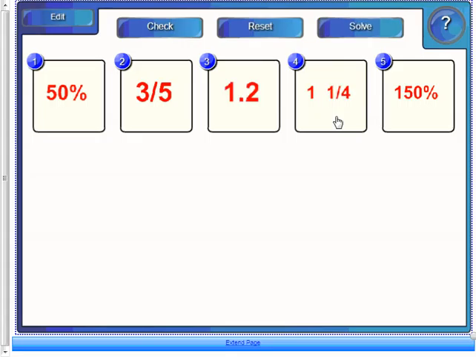All right, so if you have those in correct order, you're going to have 50%, 3/5, 1 2/10, 1 1/4, and 150%. If you're able to change back and forth between fractions and decimals, then comparing them is really easy. Just change them all to the same form and compare them in that form. And just change them to whatever form is easiest for you is probably your best method for doing that.